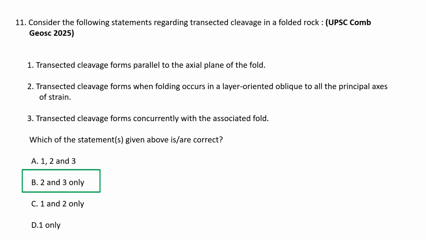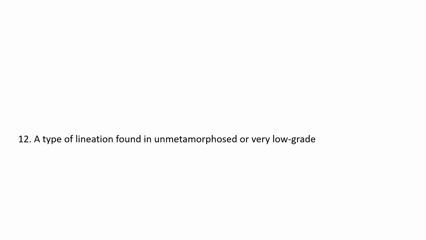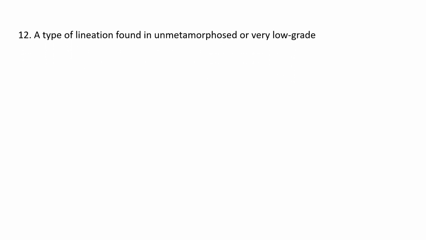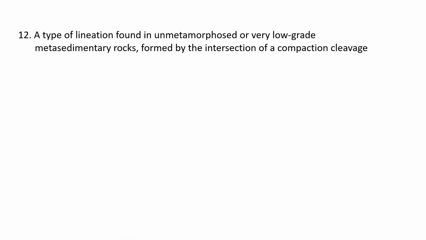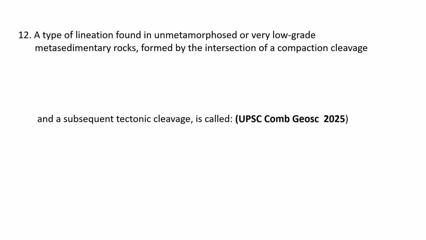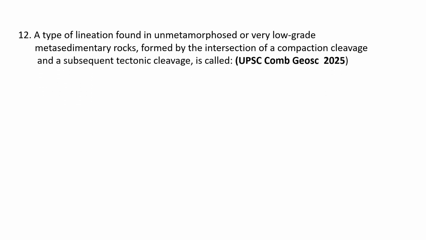Transected cleavage forms when folding occurs in a layer oriented oblique to all the principal axes of strain, and transected cleavage forms concurrently with the associated fold. So B, 2 and 3, is the correct option. Next question. A type of lineation found in unmetamorphosed or very low-grade metasedimentary rocks, which is formed by the intersection of a compaction cleavage and a subsequent tectonic cleavage, is called A.